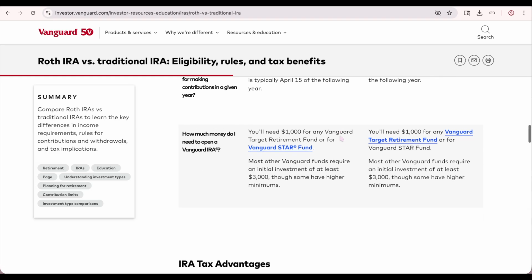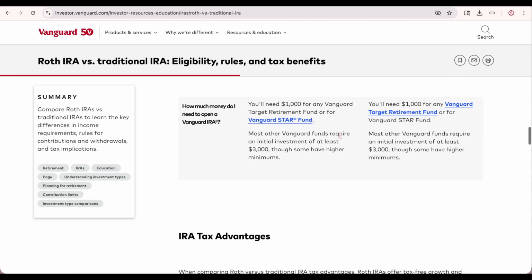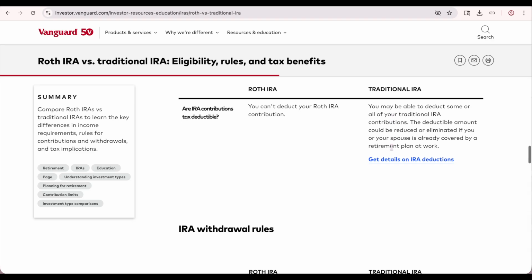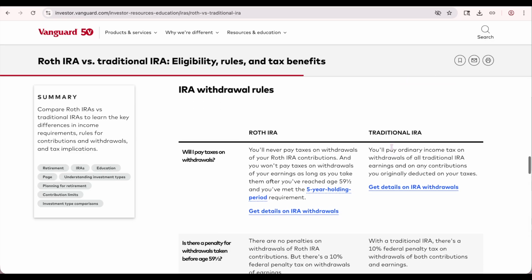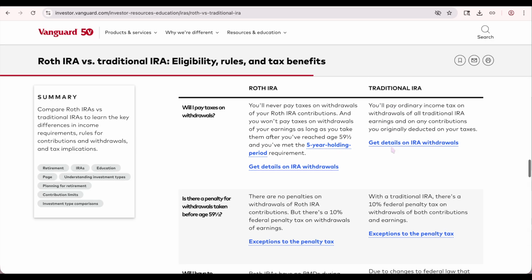And then underneath that, it's also mentioning the amount that you need in order to open an IRA account with Vanguard. And standard across the board is $1,000, while other accounts, on the other hand, require at least a $3,000 minimum. Now, when we get into the withdrawal rules, there are some differences here. For the most part, the main difference is going to be on the taxes that you'll pay. With the Roth, you don't pay taxes on withdrawals. With the traditional, you pay ordinary income tax on the withdrawals.